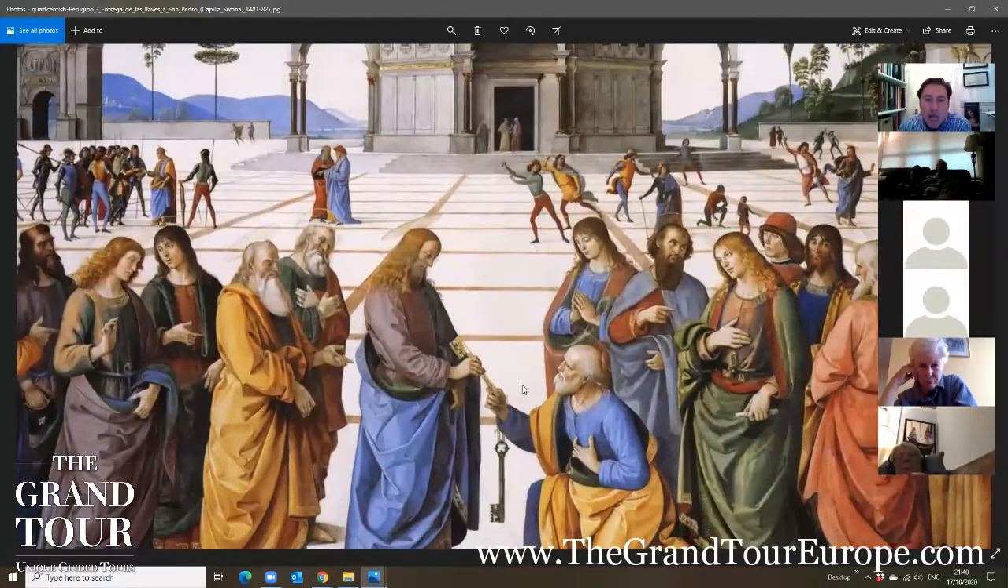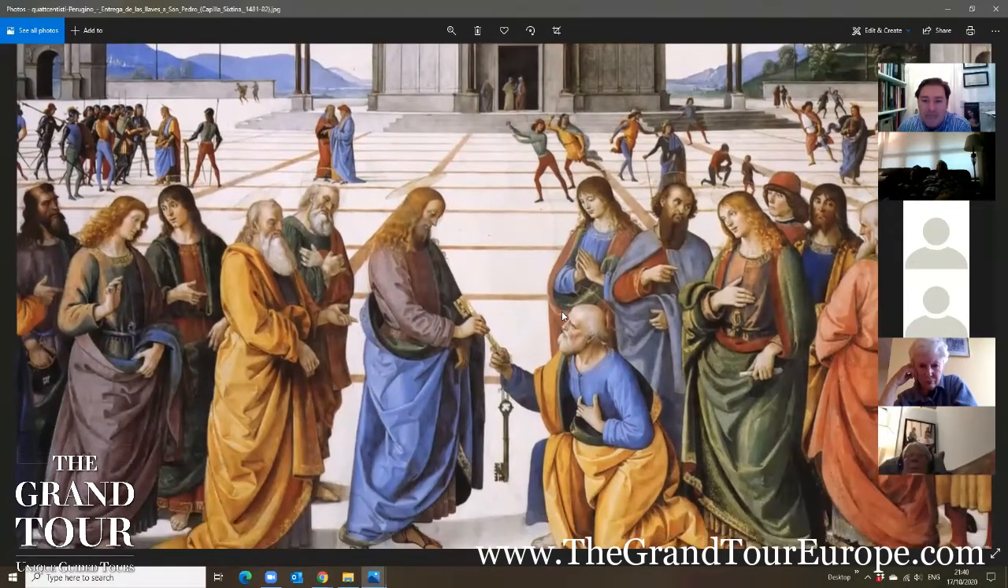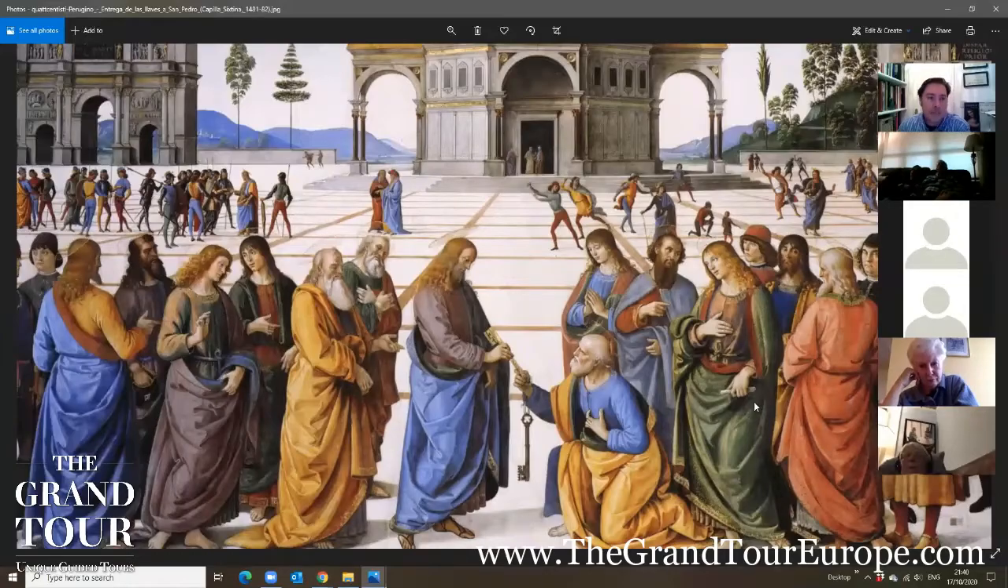The message is, no one can be saved only by his faith. You need the priest, you need the keys to open the gates of the kingdom of heaven. It doesn't matter how good you are, but without the church, without the sacrament, you're not going to get through those gates. And it's a very clear message. You could see the keys, Jesus Christ, Peter on his knees, and all the disciples around.